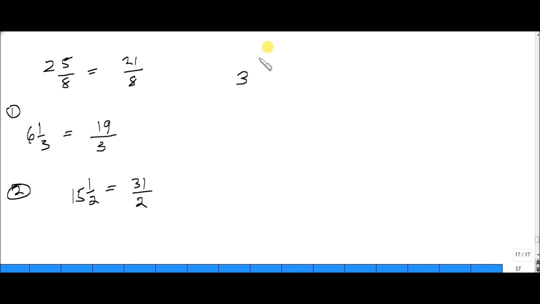So number 3, the mixed number, is 2 and 7/8, and this would be 8 times 2, 16, 16 and 7, giving us 23/8. So that's it. We're changing mixed numbers to improper fractions: multiply the whole number by the denominator and add the numerator.